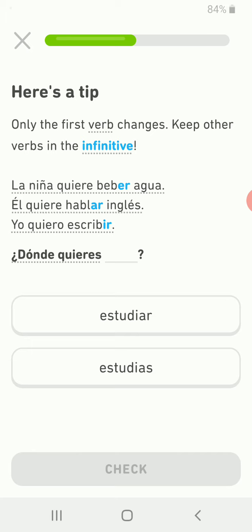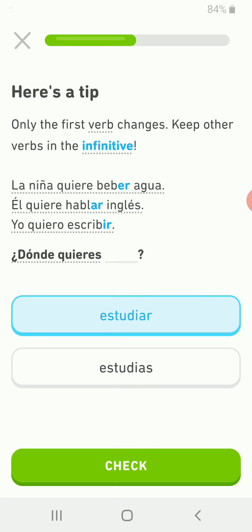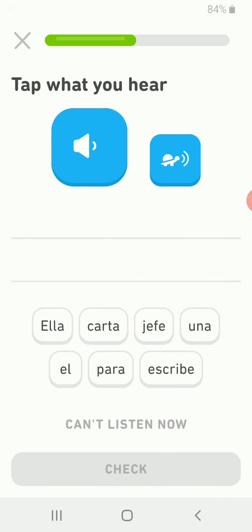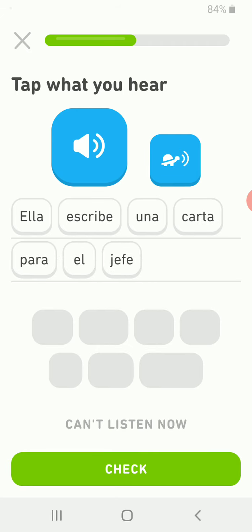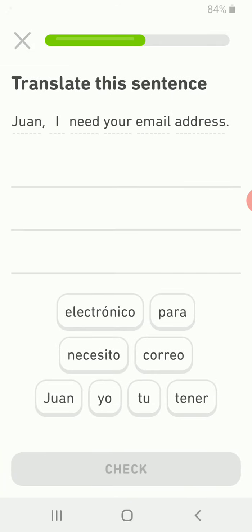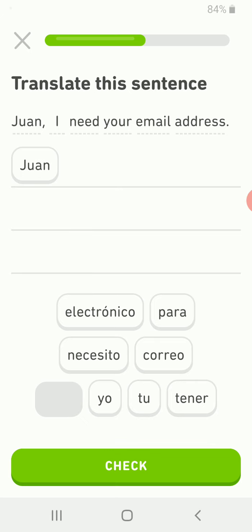So, la niña quiere beber agua. Él quiere hablar inglés. Yo quiero escribir. So, ¿dónde quieres estudiar? So, ella escribe una carta para el jefe. Jefe. Carta is a letter. Yes. Juan, I need your email address.